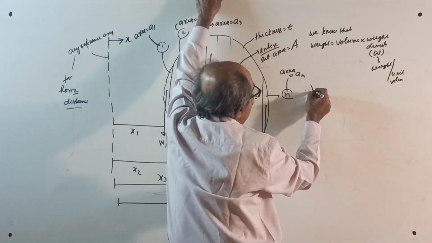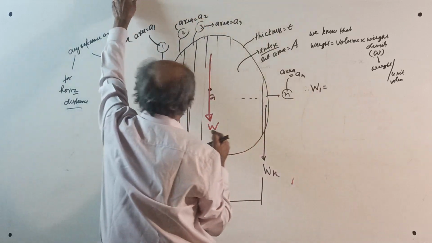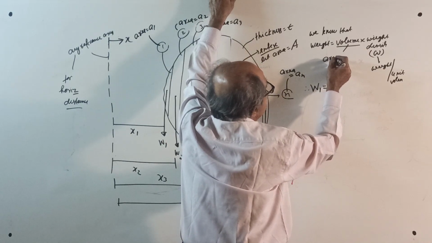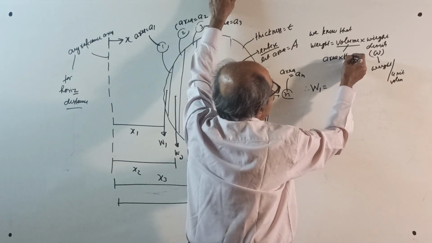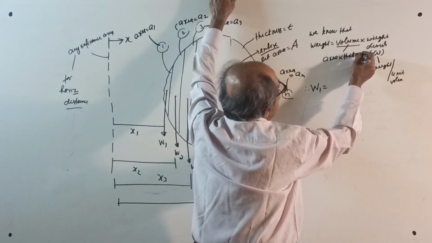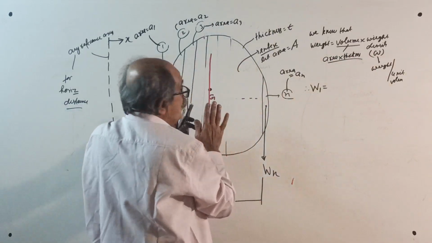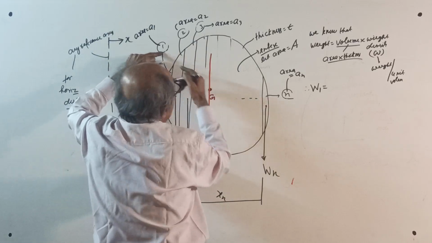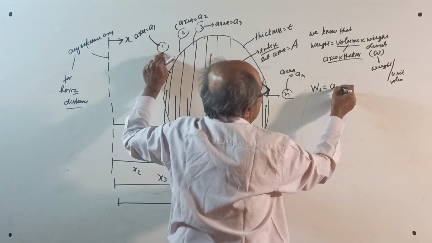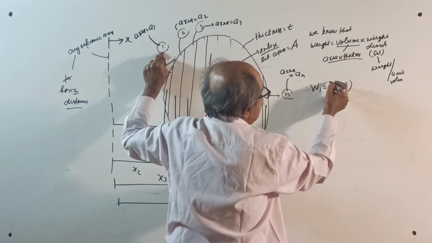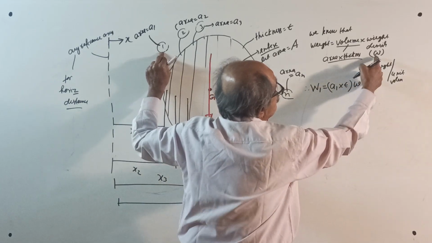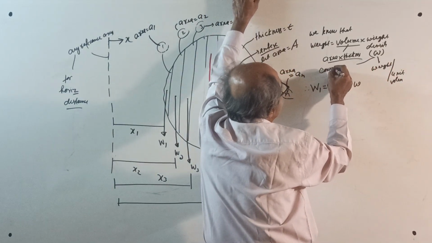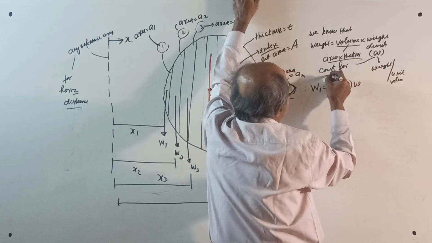Therefore, weight W1 equals volume into weight density, and you also know that volume equals area into thickness. This everybody knows. So, W1 equals area A1, thickness T, into W. This is constant for a material.